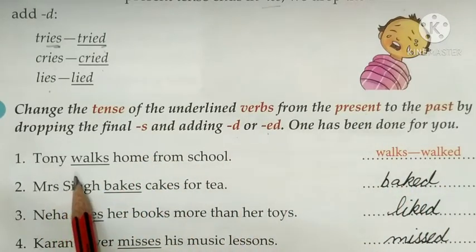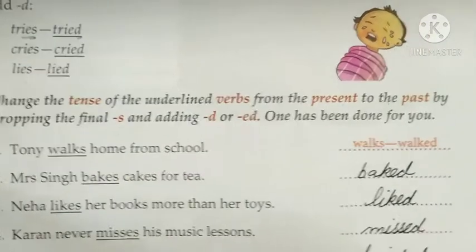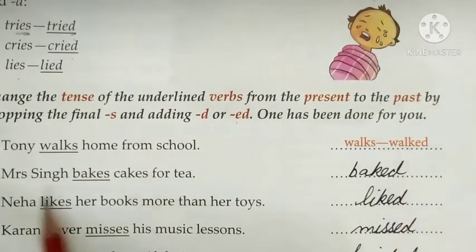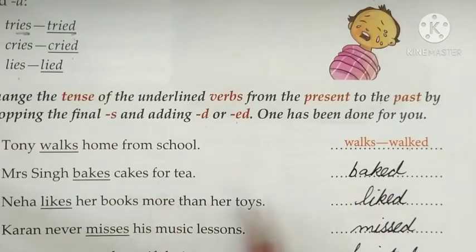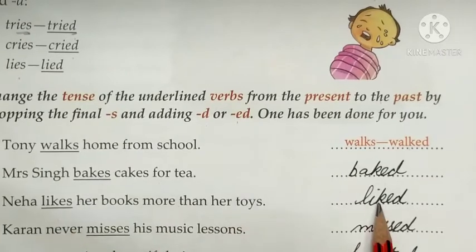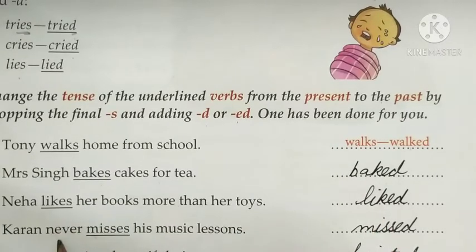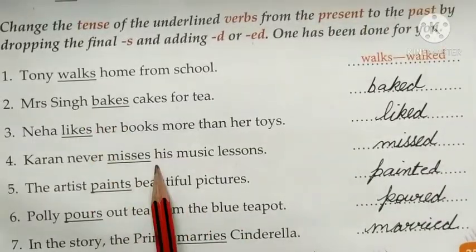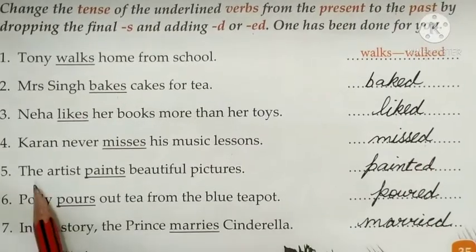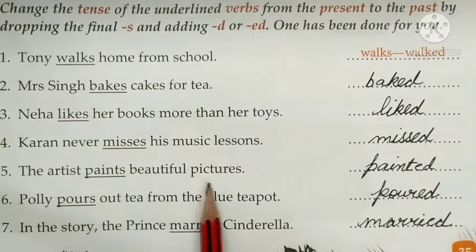Let's see. Tony walks home from school. So walks becomes walked. Mrs. Singh bakes cakes for me. Bakes becomes baked. Neha likes a book more than her toys. Likes becomes liked. Karan never misses his music lessons. Misses becomes missed. See, we are dropping the final s and we are adding d. Okay. The artist paints beautiful pictures.